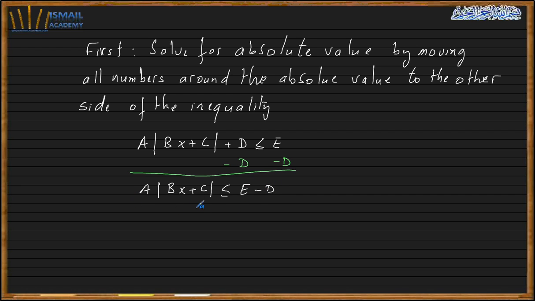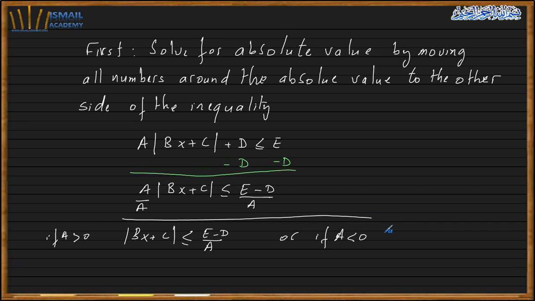Then you divide by A, but here you have two cases. If A is positive, the sign of the inequality is still the same. So we'll end up having the absolute value of Bx plus C is less than E minus D over A.